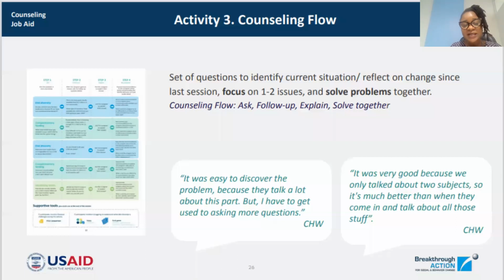So the third step is the counseling flow. The counseling flow provides a set of questions to identify the current situation and reflect on the change since the last session. So it provides an opportunity for follow-up, like I mentioned with the last two. With the last step, the community health worker is able to identify the needs of the mother around knowledge or attitude or practice, and also prioritize. So this counseling flow provides the opportunity to go back to that discussion and look at the issues that were prioritized and focus on and solve those problems that would address those specific issues.